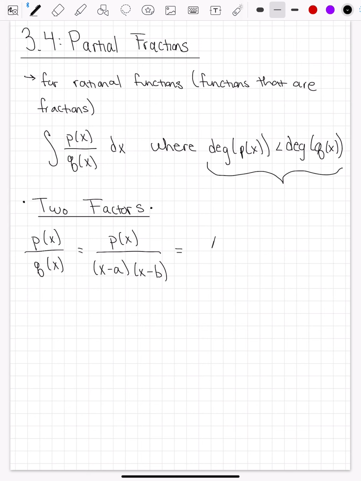And then we'll split this up. We'll find a capital A and a capital B so that we can split that fraction, the numerator, up like that. And like I said, we can also do this with three factors.